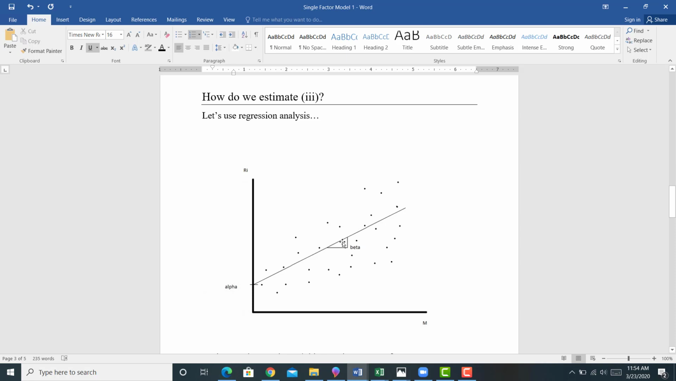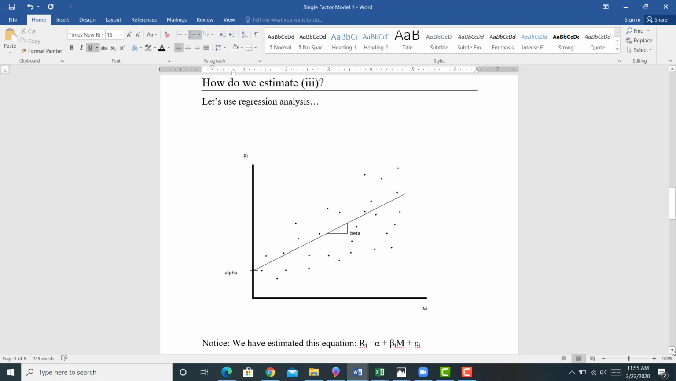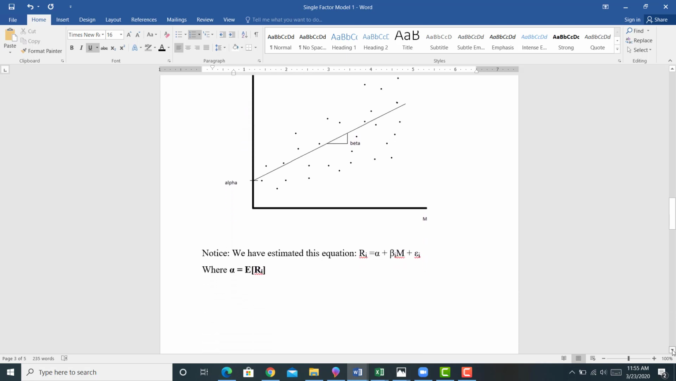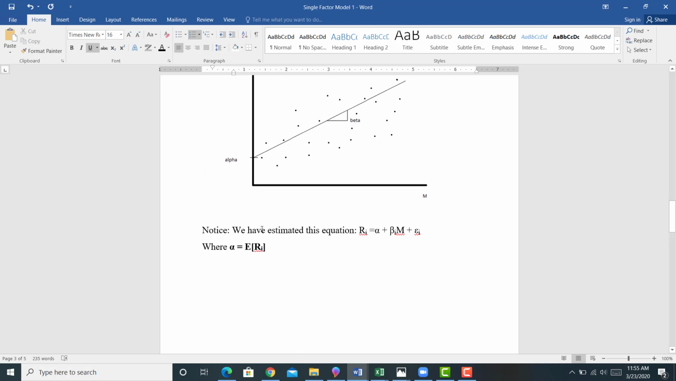Okay. We're going to get a slope coefficient. We'll call it beta. That is the firm's exposure to the systematic risk event. And notice also that we're going to get alpha. Okay? Look at what we've done here. So we've estimated this equation. Ri is equal to alpha, the intercept, plus beta, the slope, times the proxy for the systematic risk event. We have some error terms there, right?